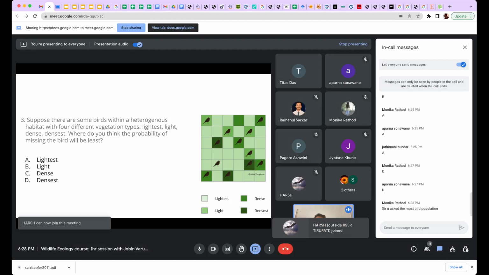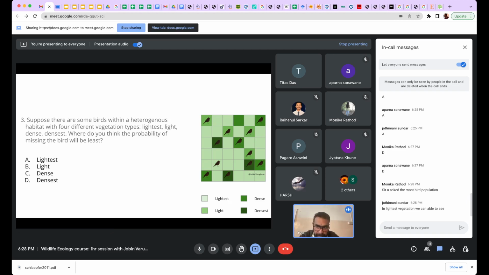You understand seen, SEEEN, like where are you? Yeah, in lightest vegetation we'll be able to see the bird most easily. Is everyone with me in this part? Yes, sir. Okay. So then the answer is lightest.